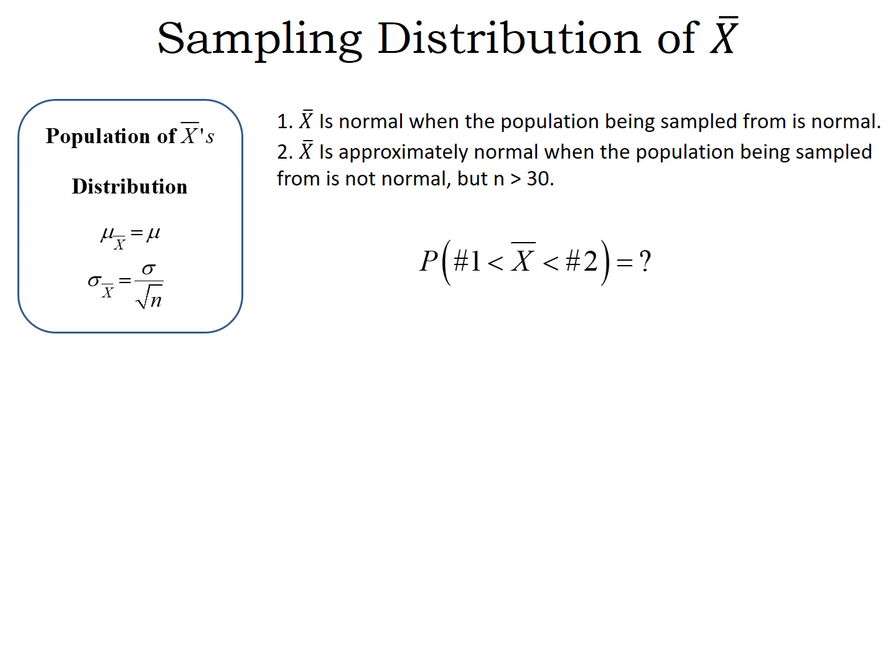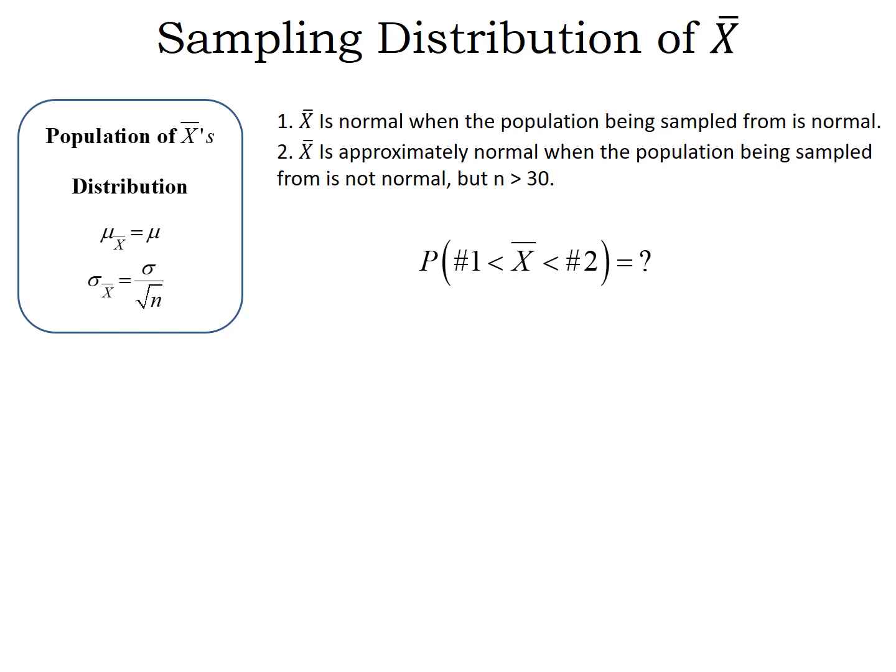Now, as long as either one or two apply, that is, the population we were sampling from was normal, so x bar is normal, or if our original population is not normal, we at least have a large enough sample size that the central limit theorem applies and x bar is approximately normal, then the process of finding the probability that x bar is between any two numbers, I'm going to call them number 1 and number 2 here, is the same as finding the probability that any normally distributed variable fell between two numbers.